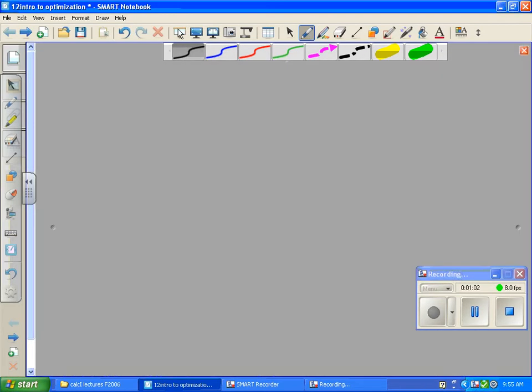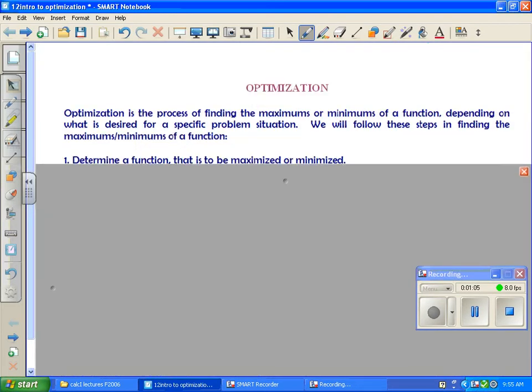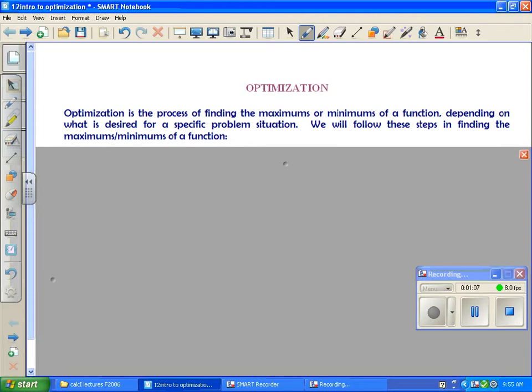Okay, let's take a look at the steps of optimization. So basically, optimization is the process of finding maximums or minimums of a function depending on what is desired. For example, if you have a limited amount of material and you're going to create a can, let's say, from that material, maybe your question is, what should be the dimensions so that I maximize the volume? You're trying to create as large a can as possible from limited resources. Or the question could be, let's say that you're talking about a profit function in business. How many items should I manufacture so I have the maximum profit available?